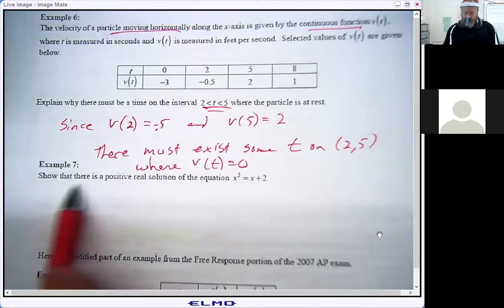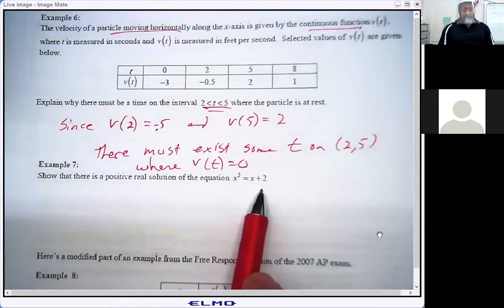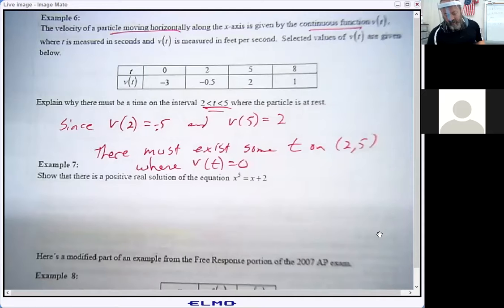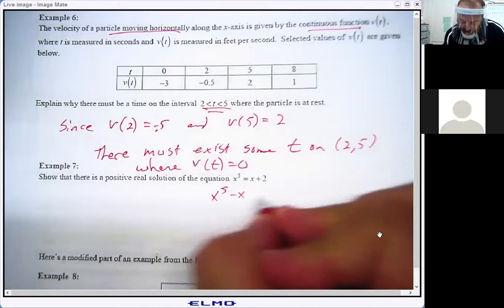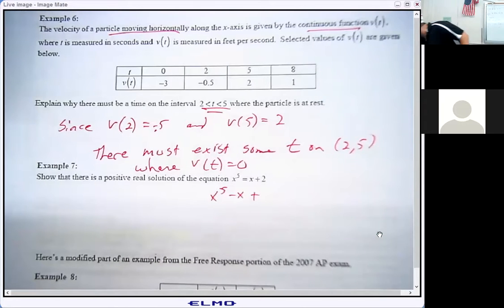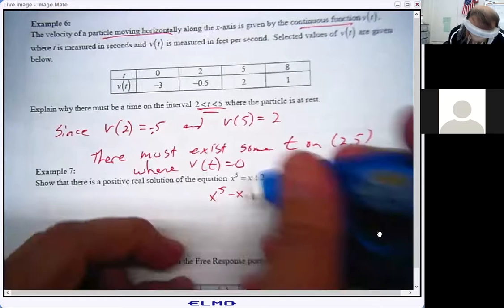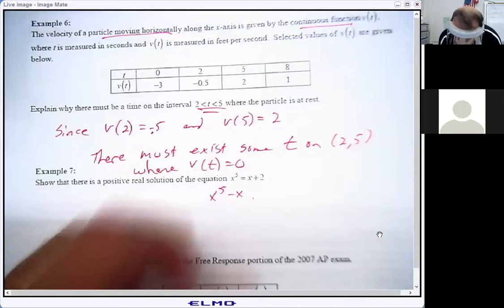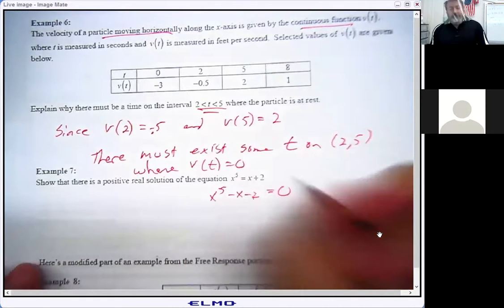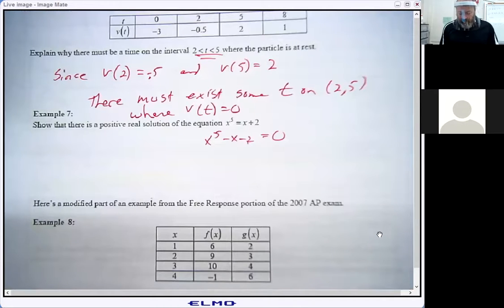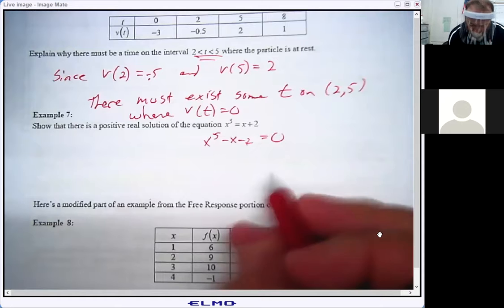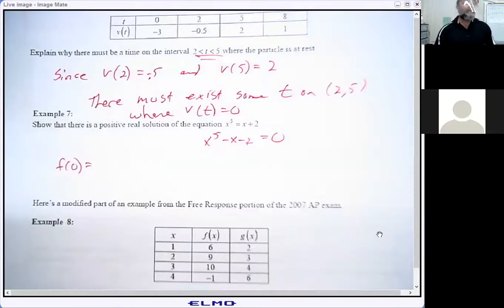Show that there is a positive real solution to this one. Well, again, a positive real solution to that is kind of interesting. So if we were to set this, be a little bit careful with your pluses and minuses here. Okay, so what about if I decided to pick 0 itself? So if this is my function, what is f of 0, everybody?